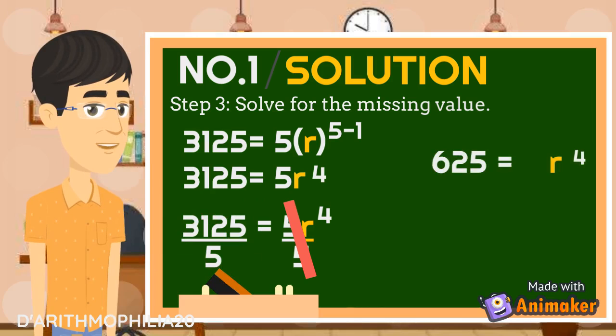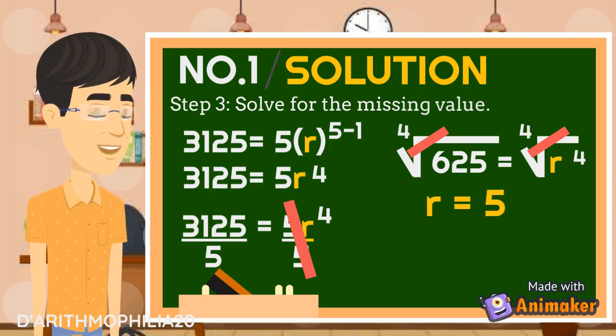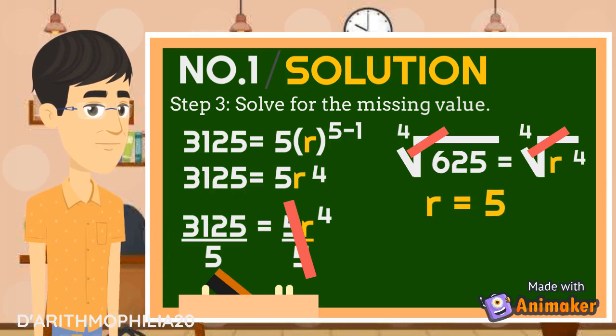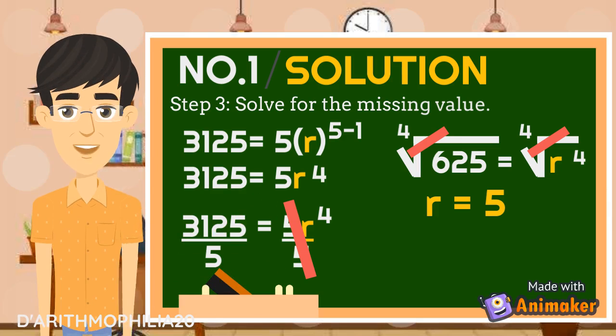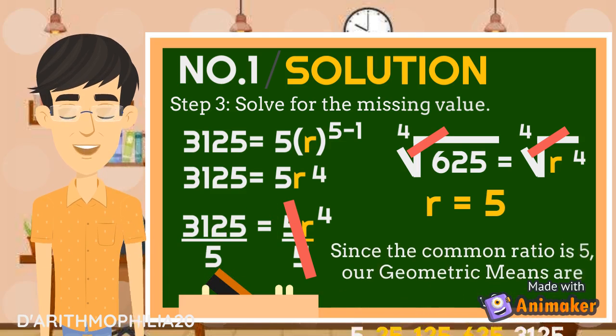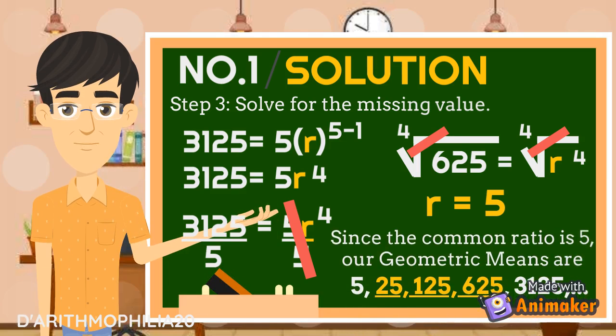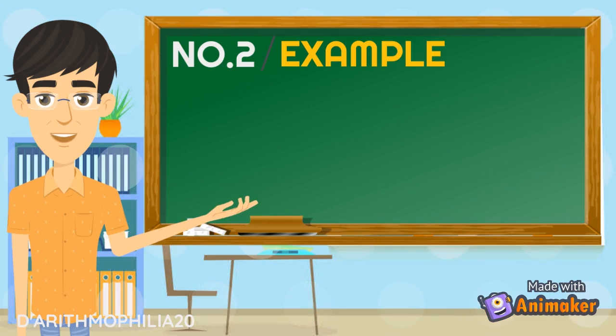In order for us to get the value of r, we need to first eliminate its exponent, which is 4, by putting the fourth root on both sides. So, r is equal to 5, since the fourth root of 625 is 5, or that is 5 multiplied to itself 4 times. Now, to determine the three geometric means, we will simply multiply 5 to our first term and so on. Therefore, the three geometric means are 25, 125, 625. Is it understood?